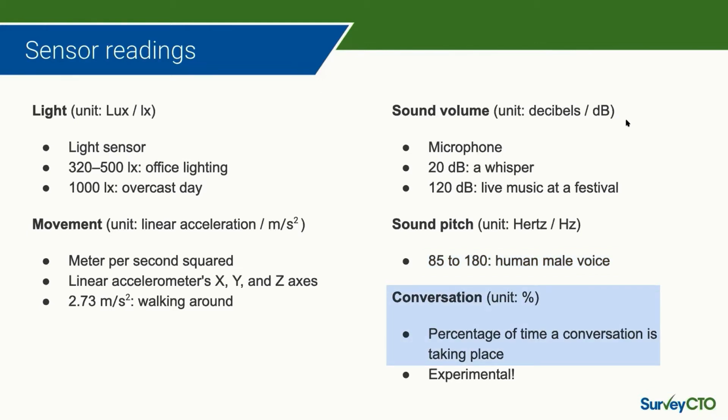Lastly, while not a sensor reading, SurveyCTO provides a few sensor statistics, including the conversation statistic, which is an attempt to estimate the percentage of time a conversation is taking place around the device. Now, this is an experimental feature, so it won't be right all of the time, but it's one of many flags for you to look at problems, like the rest of the sensor statistics.